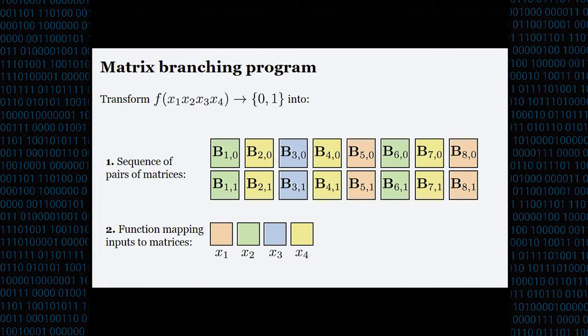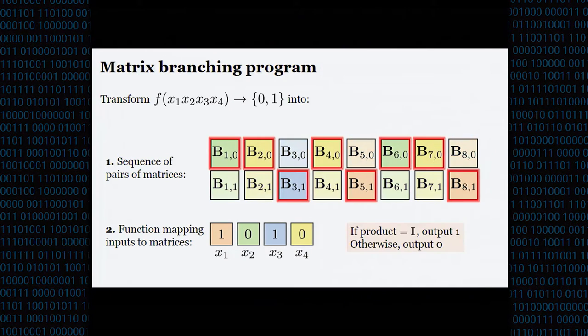So in this case, x1 will map to the gray matrices, x2 maps to the green matrices, et cetera. So how do we evaluate this matrix branching program? Say we want to evaluate it on input 1, 0, 1, 0. Then we essentially just select the appropriate matrices in our pairs of matrices that correspond to the input bits. So we select B10 because x2 is 0 and 0 maps to the green matrices. And now we take all of those matrices, we multiply them together, and if the product is the identity matrix, say, we output 1 and otherwise we output 0.